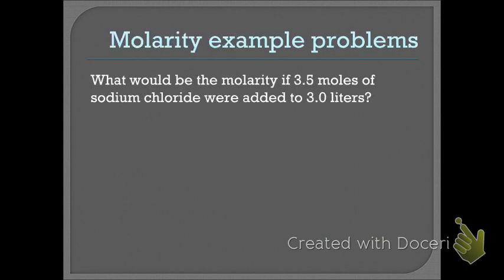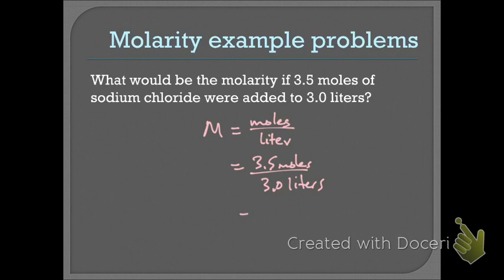So what would be the molarity if 3.5 moles of sodium chloride were added to 3.0 liters? So remember, molarity is equal to moles per liter. So I know I have 3.5 moles over 3.0 liters. So my final answer should be 1.2 molar. So I'm figuring out molarity. The unit of molarity is that big M, or molarity. And so big M is the abbreviation. 1.2, I think it's like 1.1666 repeating. But I only have 2 sig figs. So 2 sig figs is the smallest number of sig figs I started with. So 1.2 has 2 sig figs.